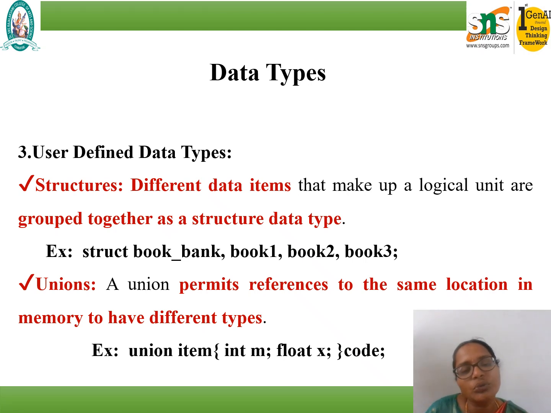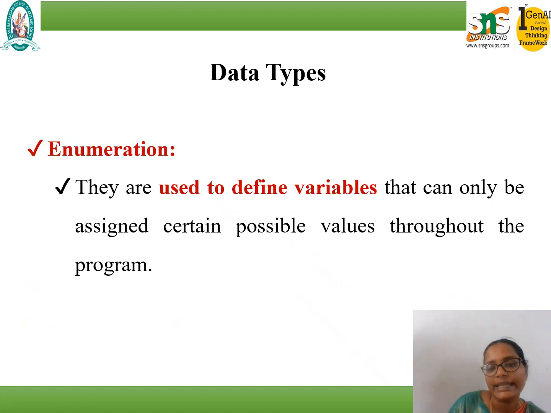User defined data type. Structure and union are called user defined data types. If you want to perform any logical task, or group a particular thing together, we use structure. And union permits the same location, but different types of data can be stored with the help of the union data type. Next, enumeration. It is used to define variables that can only be assigned certain possible values throughout the program.